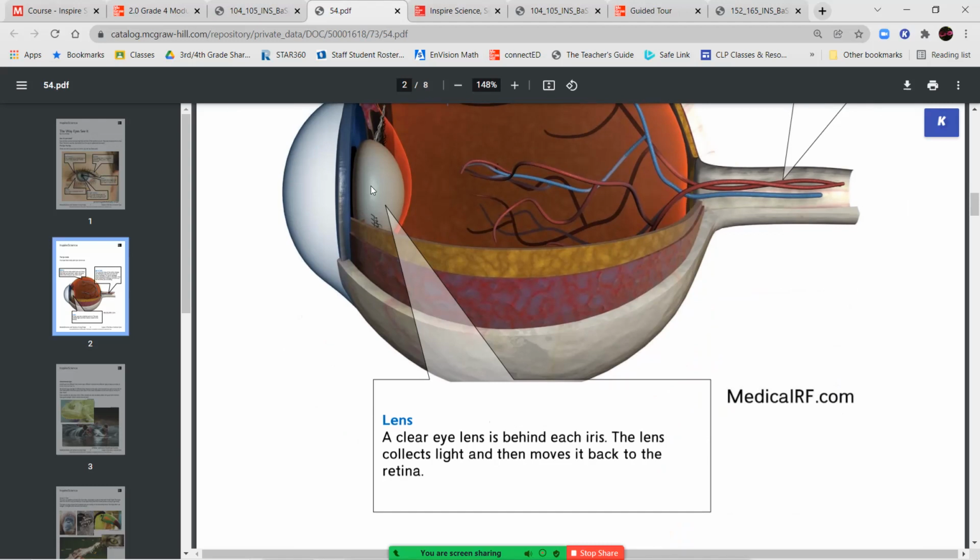And then the lens right here is right behind your pupil. A clear lens is behind each iris. The lens collects light and then moves it back to the retina.